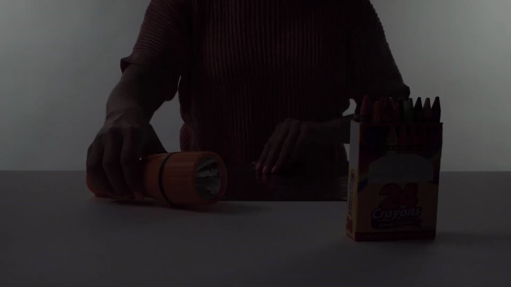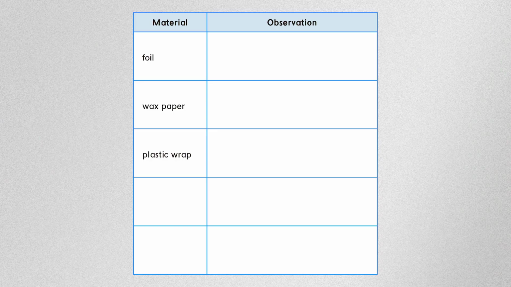Observe what happens as the flashlight shines on each material. Your role as a scientist is to observe carefully. First, look at your data table. Listed on the left side are the materials that are being tested. On the right side of the table is where you'll write or draw your observations. Select Foil to watch what happens when a flashlight shines on aluminum foil.